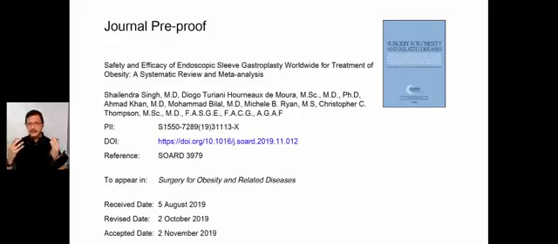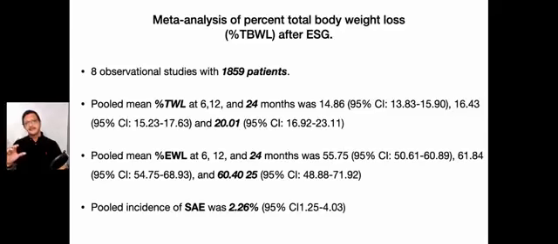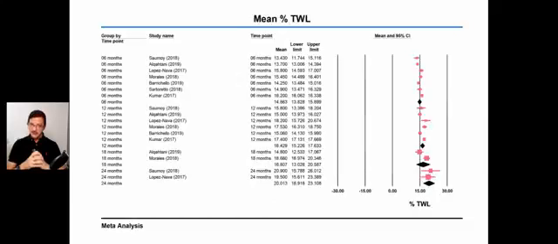Also, at least 12 meta-analyses were produced, like this one, one of the newest, by São Paulo University, a meta-analysis that could enroll or put together 1,859 patients with total body weight loss at 24 months of 14.86%. And also the excess weight loss at 24 months of 60%. And the pooled severe adverse events were 2.26%, so very low severe adverse events.